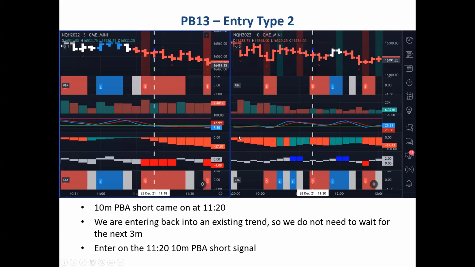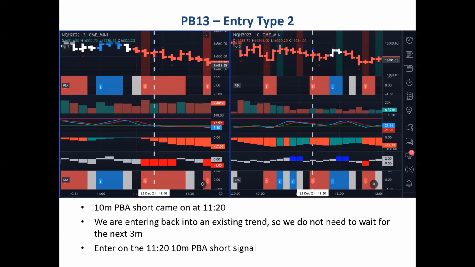So here is an example where the 10-minute PBA came on short at 11:20. This was on December 28th. At 11:20, it's not the first presentation of that short directional bias, because we had short PBAs prior. We did have a blank space, but we had no long PBAs presenting themselves. So this is considered to be a valid entry into an existing trend. We're basically just rejoining the existing trend.